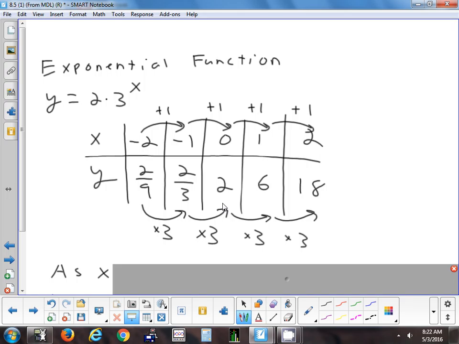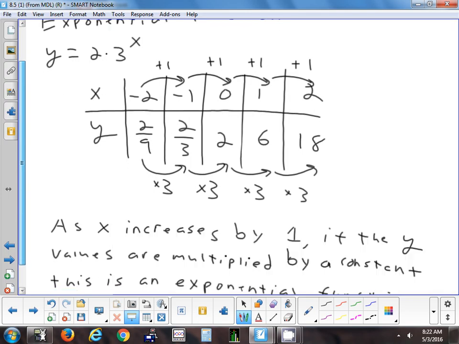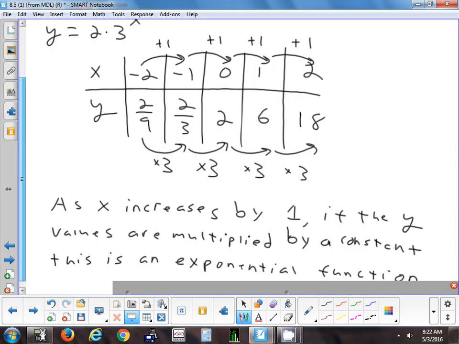When you look at a table, if you look at the y values, as your x's go up by 1s, if you multiply to get from one y value to the next, that's called exponential.